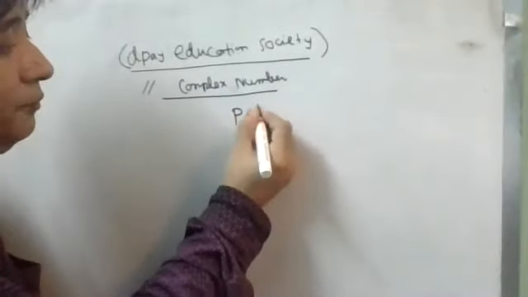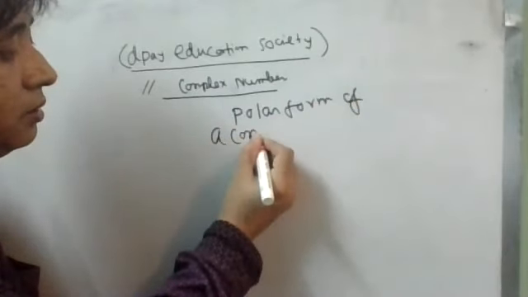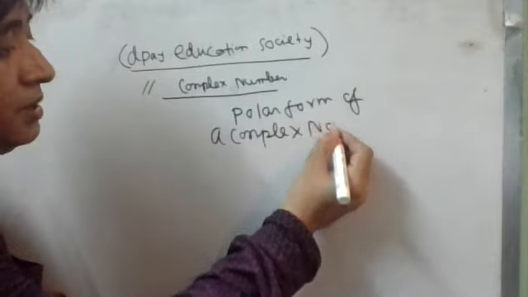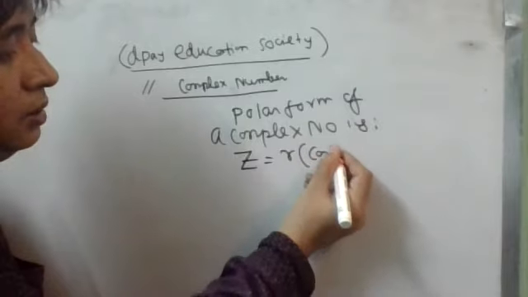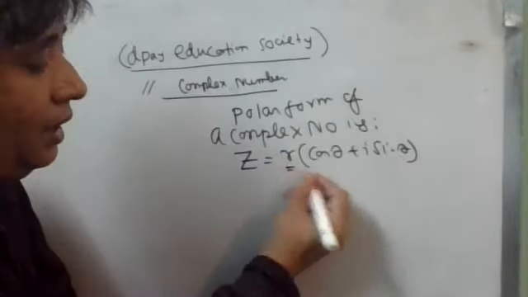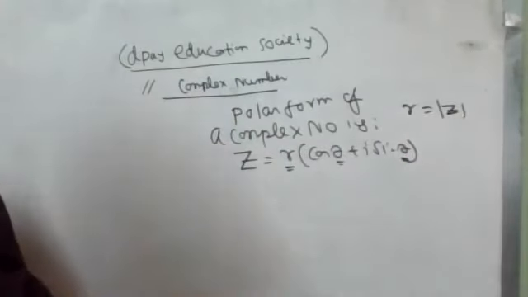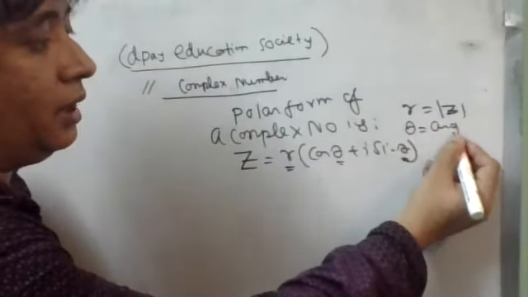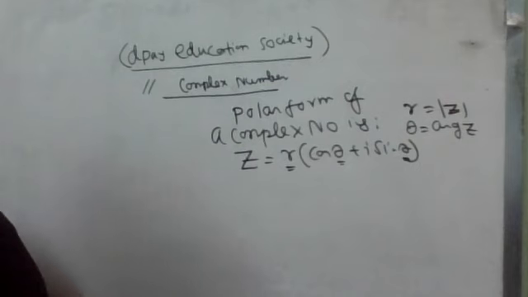We know the polar form of a complex number is z is equal to r (cos theta plus i sin theta). What is the significance of r and theta? r is mod z and theta is the argument of z. What is the principal value of the argument of z or theta? That I already explained.